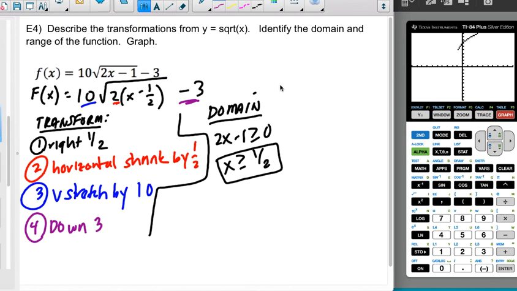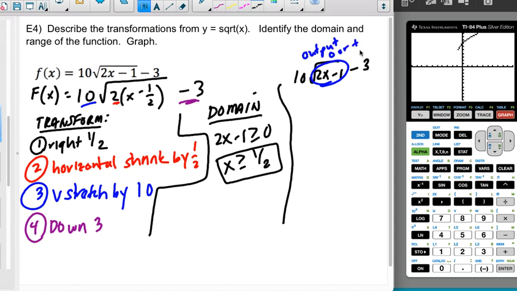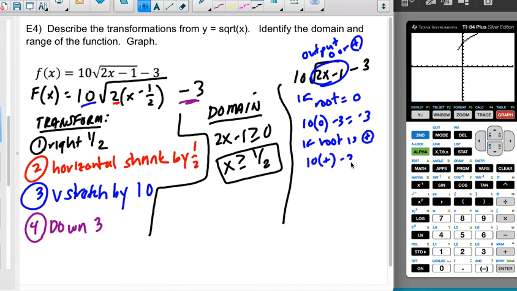Okay. My range, same argument, it's just about the logic of the output of this even root, right? So I look at this and I say, hey, this thing right here, this output is either 0 or positive, right? So if that root is 0, then I get 10 times 0 minus 3, which is a -3. If the root is positive, because those are the two choices, it's either 0 or positive, I get 10 times a positive number minus 3, which is definitely bigger than -3. So it turns out that my range is values that are greater than or equal to -3, right?